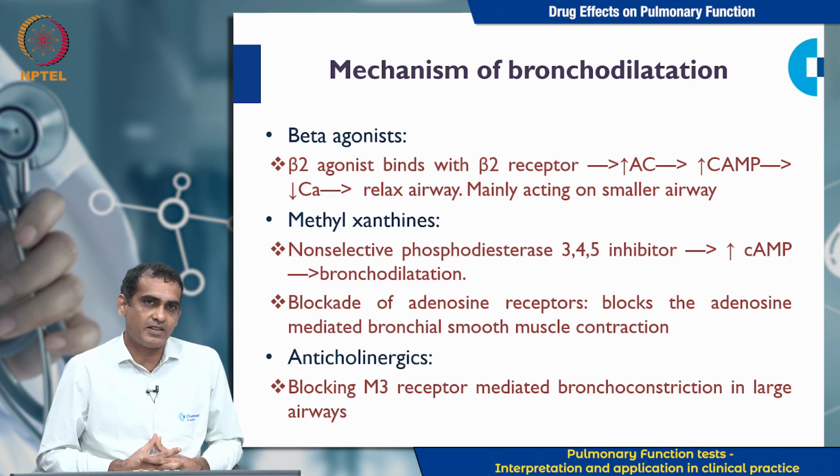When we look at methylxanthines, they block the phosphodiesterase enzyme. When this enzyme is blocked, by the same mechanism as beta agonists, they increase the cyclic AMP inside the bronchial smooth muscle, thereby causing relaxation and bronchodilation. They also have other non-specific mechanisms. One important mechanism is that methylxanthines also block adenosine receptors, and thereby produce bronchodilation as well.